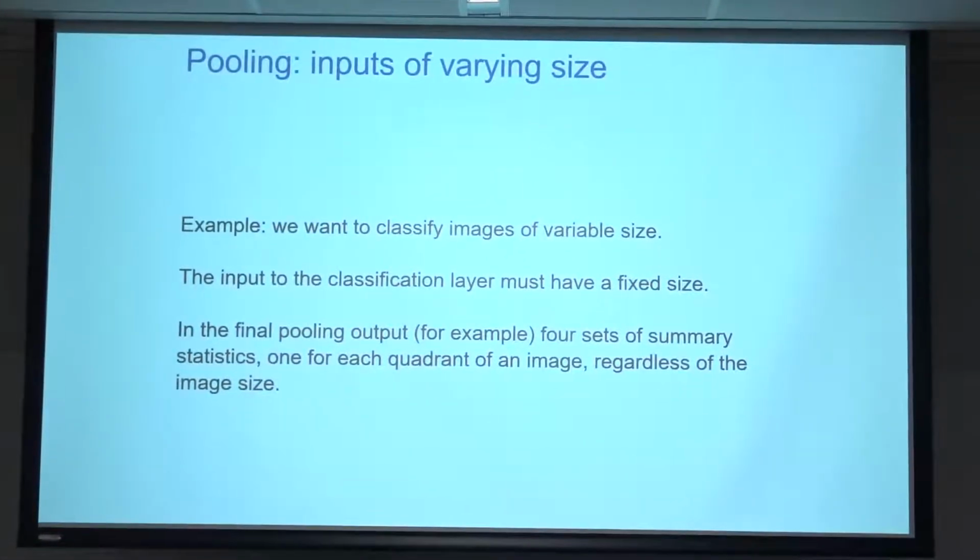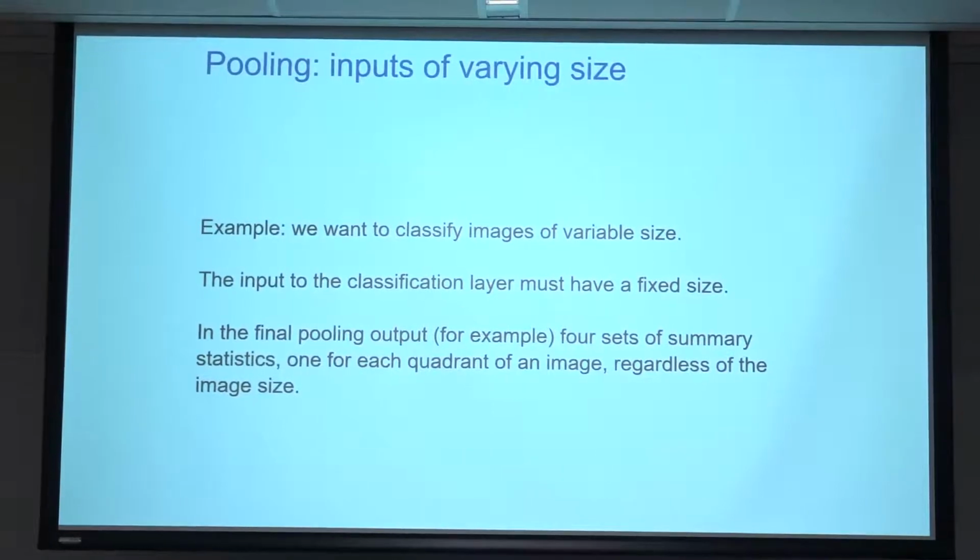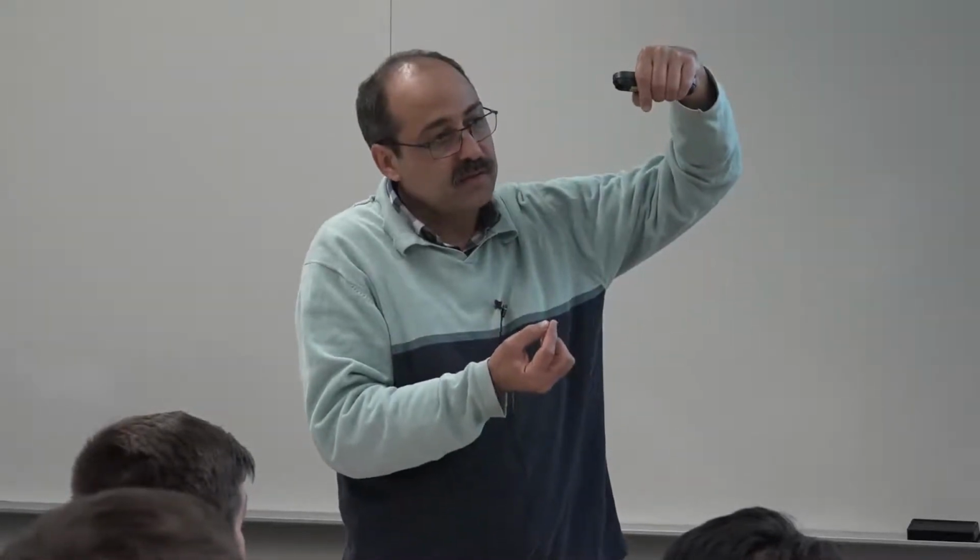Another property, another good thing that we can gain from pooling, is that we can work with input of varying size. If you have any machine learning model, the input to the model is a vector of fixed size. So you have a support vector machine, for example. The input is d-dimensional vectors. So it means that your original data or training data should have a fixed size.